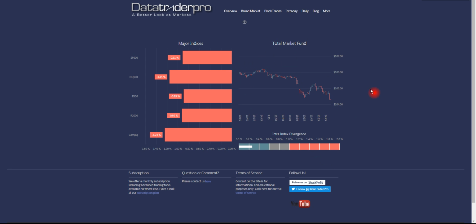Total market fund is a group of all of these. So it gives you basically a broad market view of all the sector ETFs together as one averaged fund.